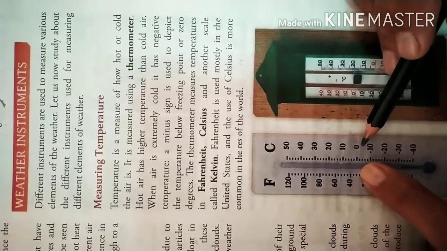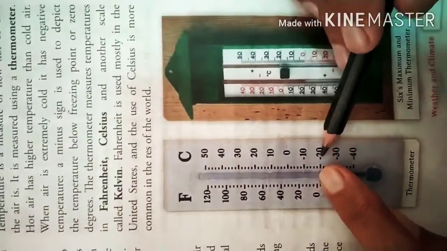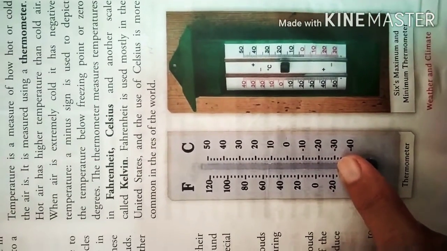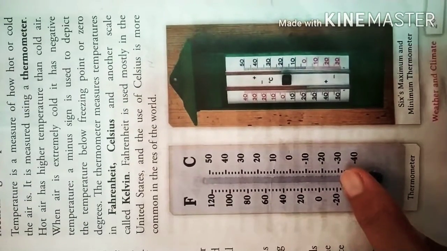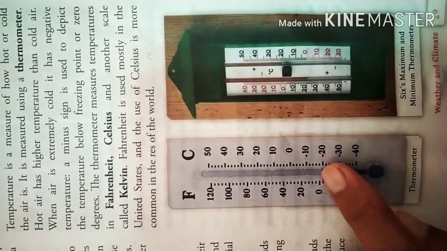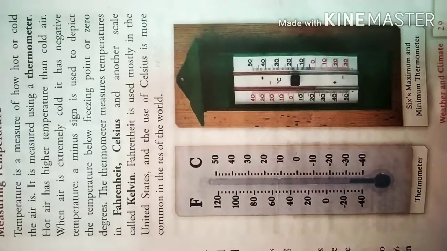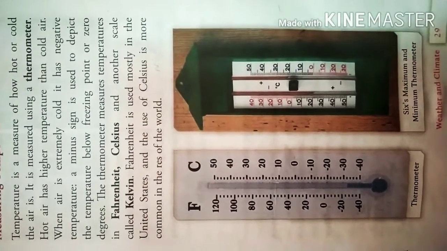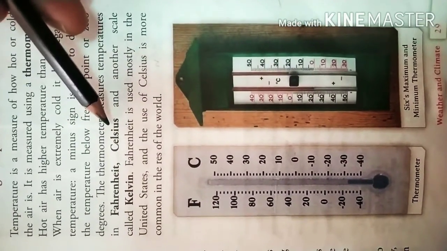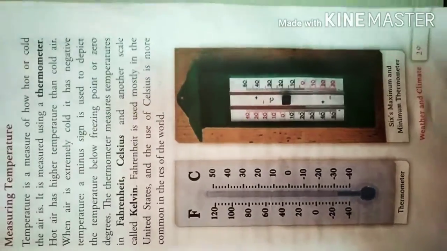Sometimes in winter time the temperature will go below 0 degrees: minus 10, minus 20, minus 30 degrees or minus 40 degrees. That happens in the polar areas or some other areas, but normally it goes down between minus 10 and minus 20 degrees. Then we say it is very cold, freezing cold. So to measure the temperature we use a thermometer, and the units are Celsius, Fahrenheit and Kelvin. That is all about temperature.